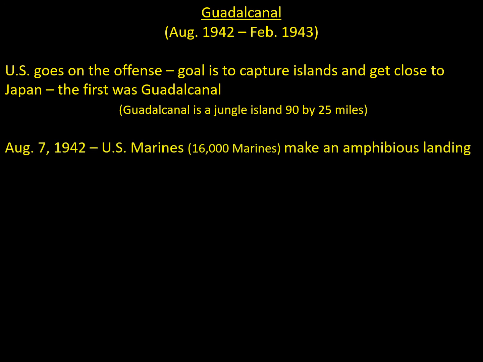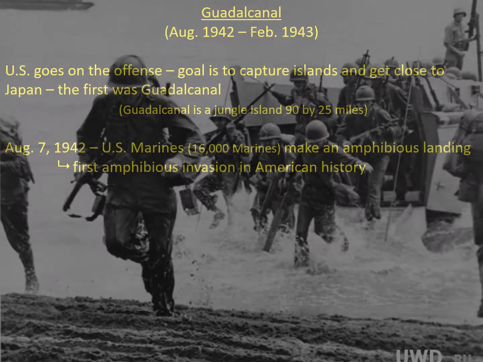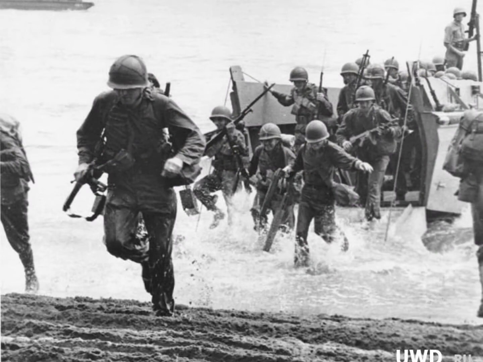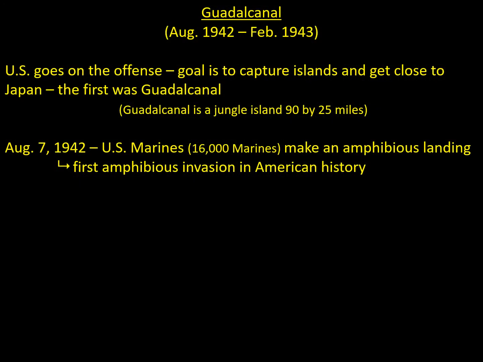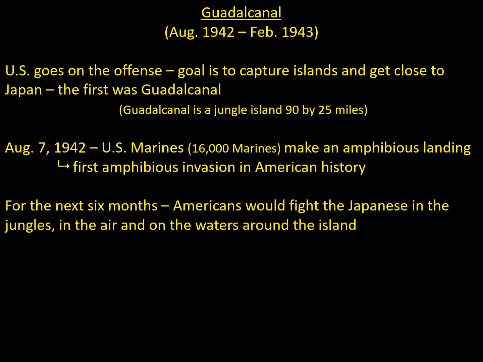On August 7th, 1942, U.S. Marines make an amphibious landing. This was the first time the United States had made an amphibious landing. Here we see the Marines coming ashore. The Japanese were totally taken by surprise, and there were almost no American casualties in the invasion.